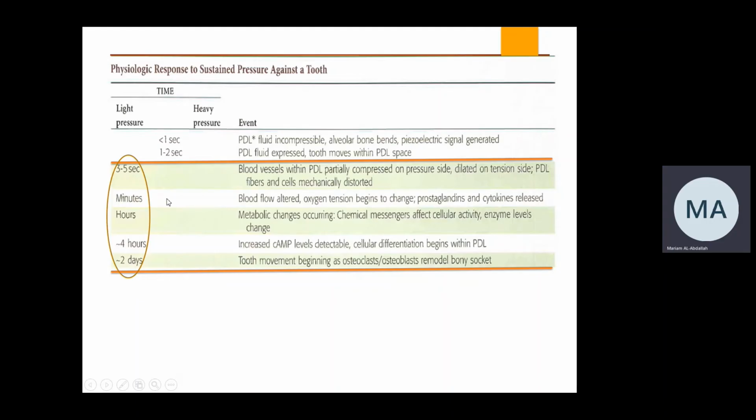Minutes after applying this light pressure, we will have blood flow altered, oxygen tension begins to change, and prostaglandins and cytokines are going to be released. Hours after this light pressure, we will have metabolic changes occurring, chemical messengers will affect cellular activity, and enzyme levels will change. Around 4 hours after applying the pressure, we will have increased cyclic AMP levels, and cellular differentiation will begin within the periodontal ligament. Two days after applying this light, gentle pressure, tooth movement will begin as the osteoclasts and the osteoblasts start to remodel the bony socket.